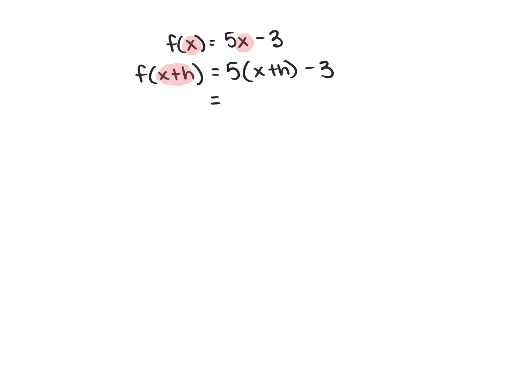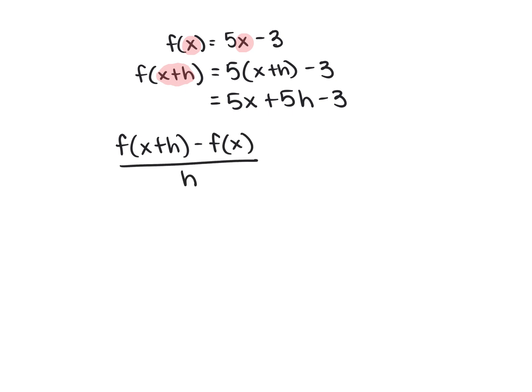So then I'm going to take my 5 and distribute. So I have 5x plus 5h minus 3. And this is what f of x plus h is. So the difference quotient is f of x plus h minus f of x, and I'm going to divide that by h. So I'm going to underline it this time instead of highlighting. This is f of x plus h. So that's the first thing that we're going to substitute in. 5x plus 5h minus 3.